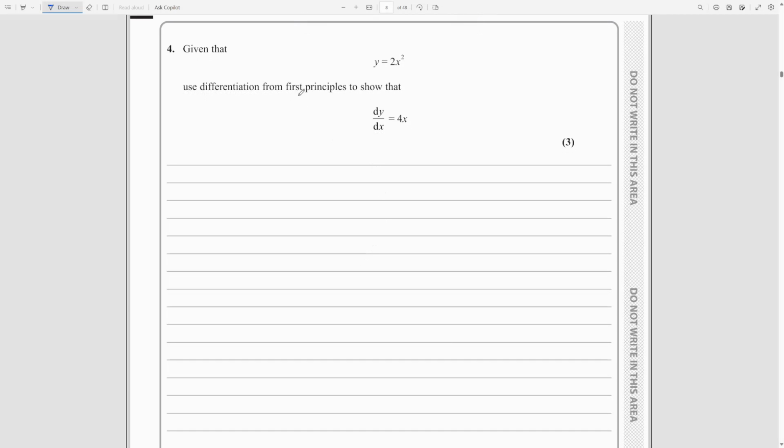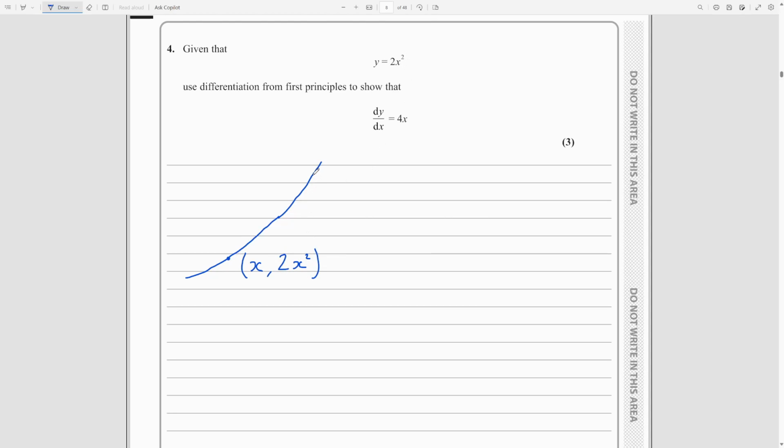Question 4. Given that y is 2x squared, use differentiation from first principles to show that dy by dx is 4x. So you want to imagine a section of the curve here, and imagine 2 points on it. This point here can be the point with an x-coordinate of x and a y-coordinate. Well, it's y equals 2x squared, so the y-coordinate is 2x squared.